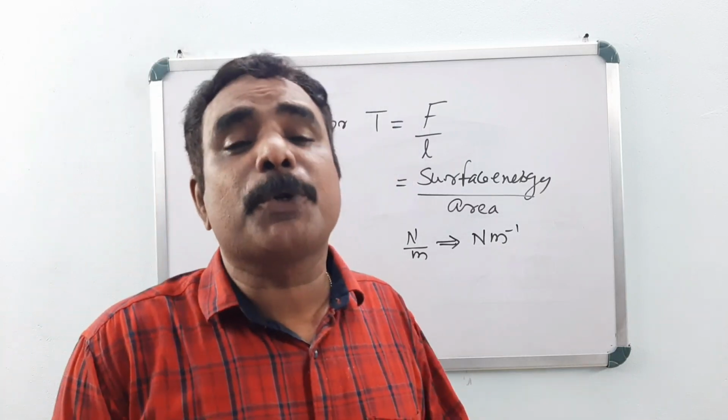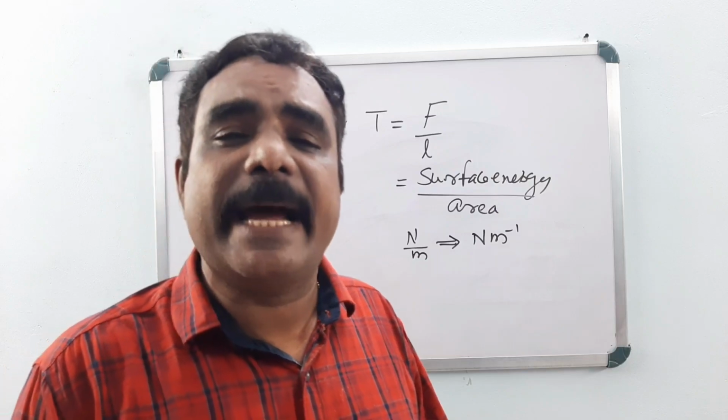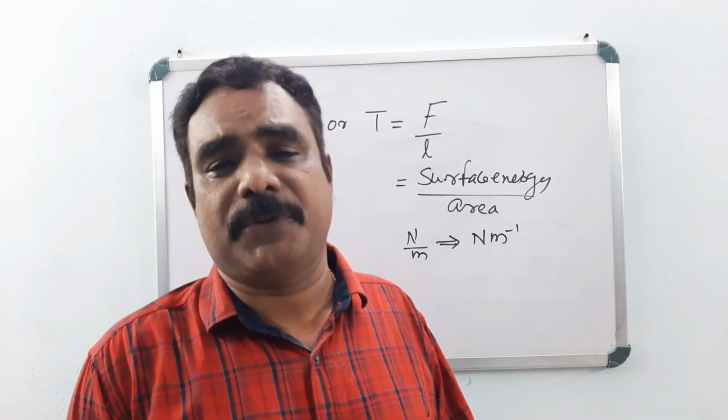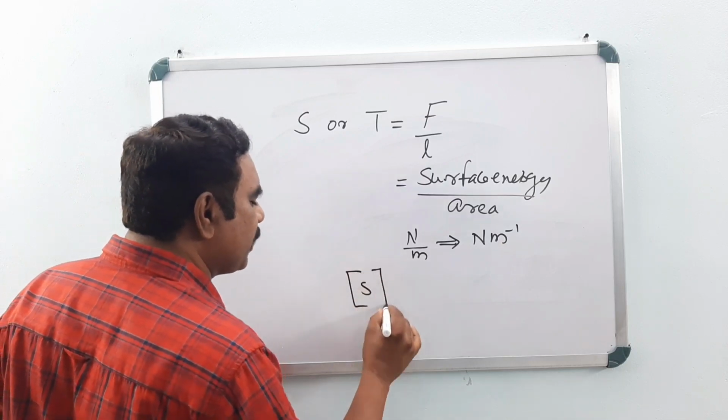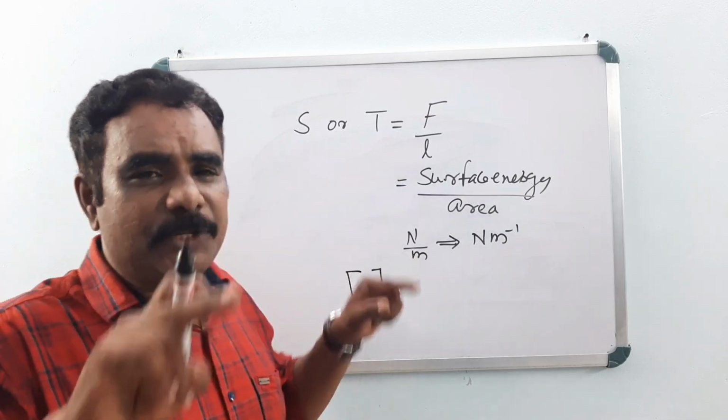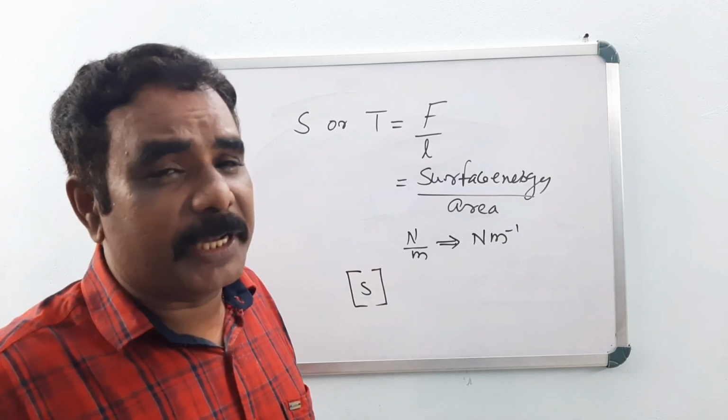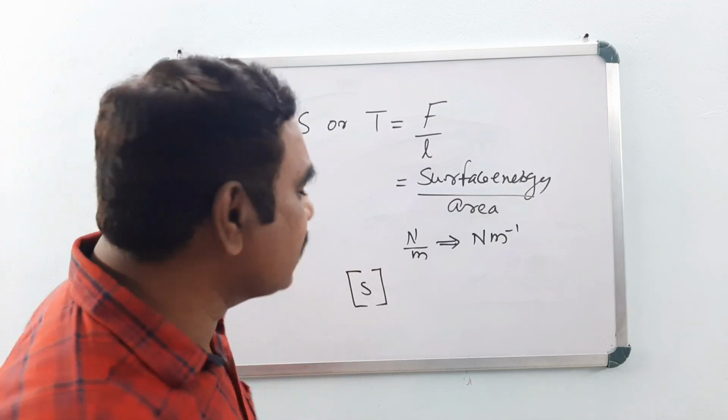Now, one more important question is there. What is the dimensional expression for surface tension? So, surface tension, I am taking here as S. When we write it in a square bracket, it indicates the dimension of that quantity selected.